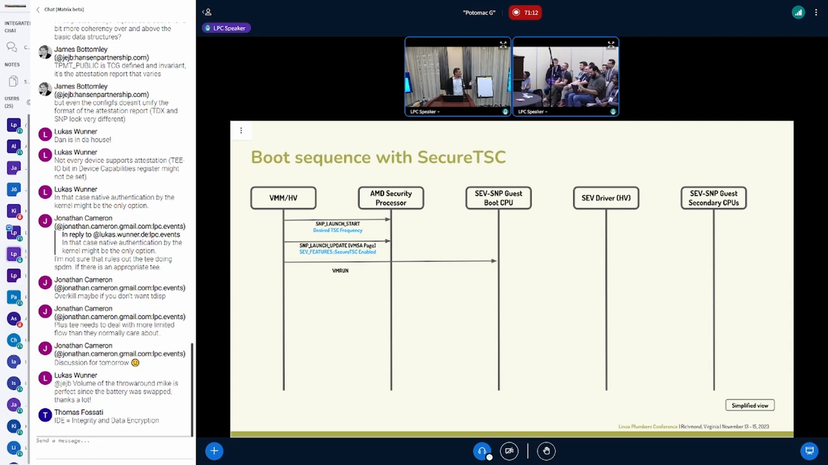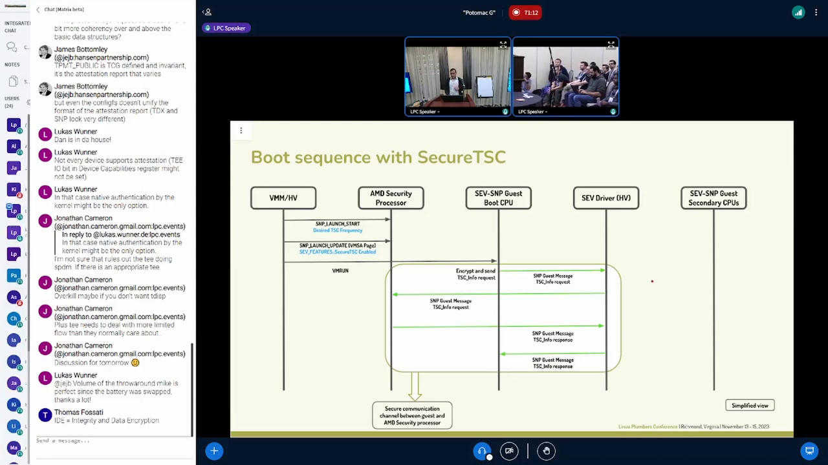So this page talks about the flow, how the VM boots with Secure TSC. The VMM can configure the desired TSC frequency that it wants the VM to run at. While updating the VMSA page, we enable Secure TSC. Once the VM run happens, for the boot CPU the guest TSC scale and offset are programmed by the AMD security processor. But for the secondary CPUs, the values need to be queried from the AMD security processor.